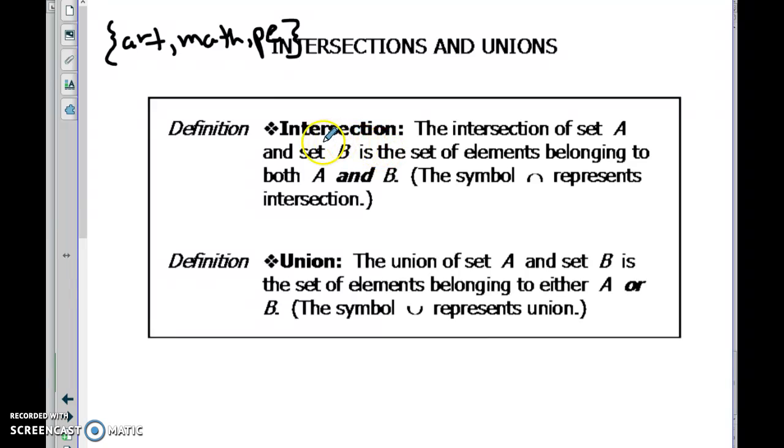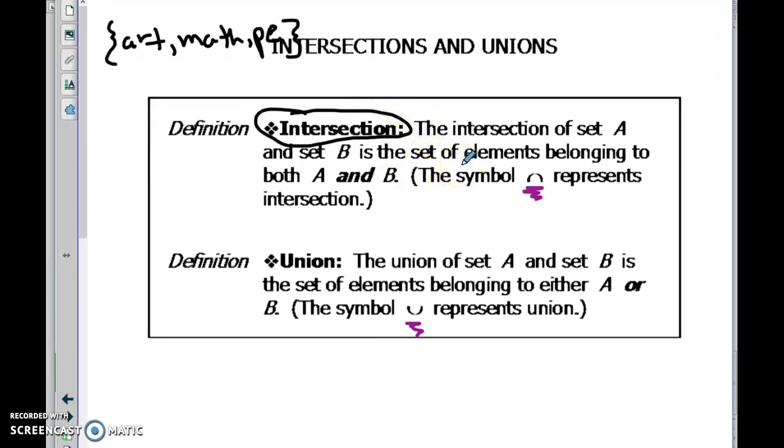Today we're going to have set A and set B. We'll first talk about the definition of intersection. The intersection of set A and B is the set of elements belonging to both A and B. The symbol we represent that with is a little upside down U. So we're going to have to keep straight this upside down U and a normal U. You're going to have to make sure you know the difference between those two.